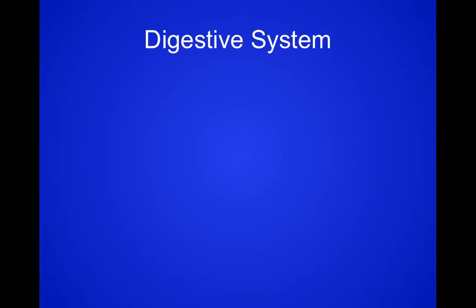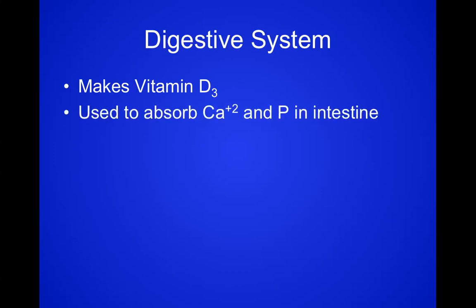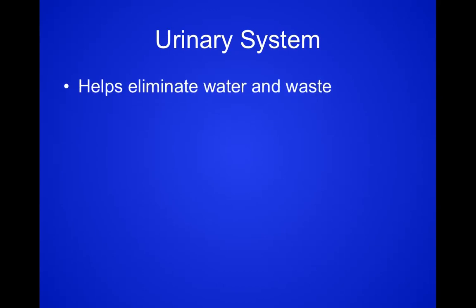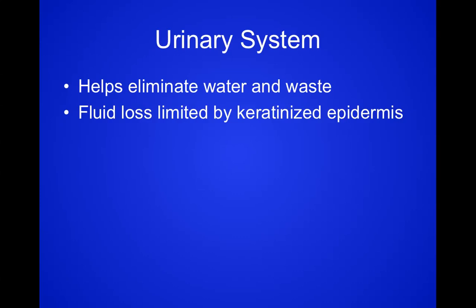With the digestive system, we've kind of talked about this one already. The integument makes vitamin D3 that allows us to absorb both calcium and phosphorus in our intestine. With the urinary system, the integument helps to eliminate water and waste, because when we sweat, most of that is water, and we also have some organic waste. And it also helps to prevent fluid loss with that keratinized waterproof epidermis, so that is very important.